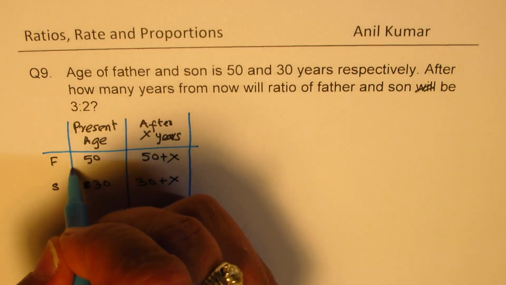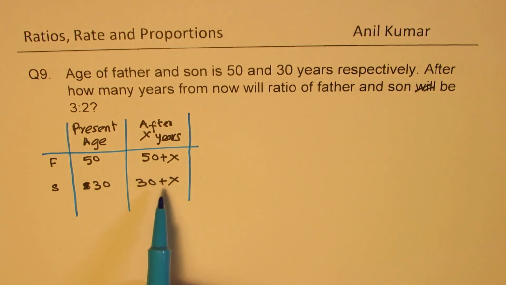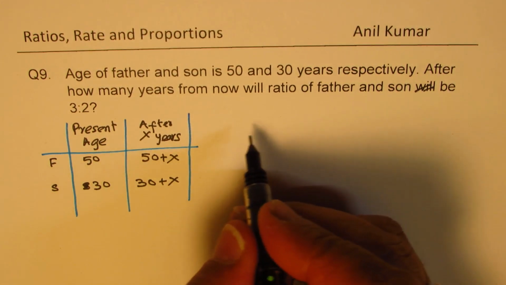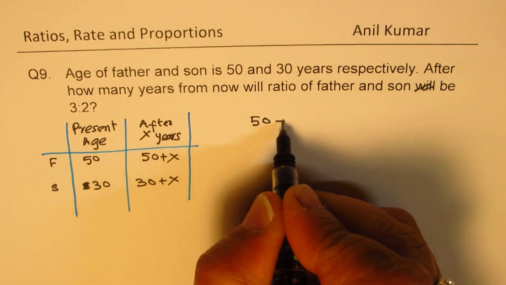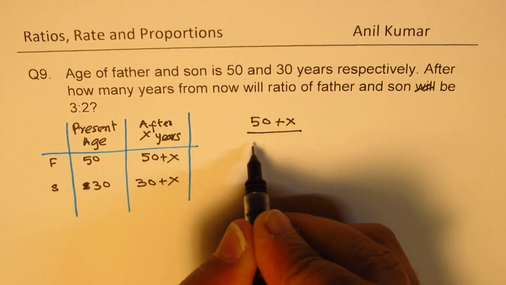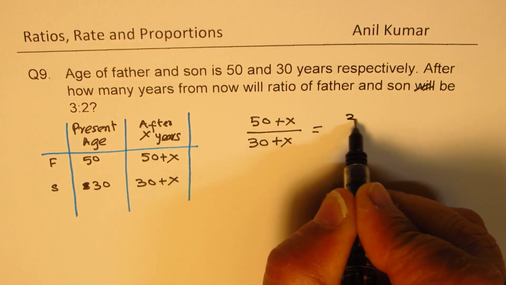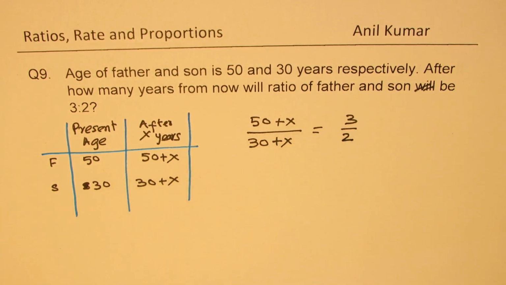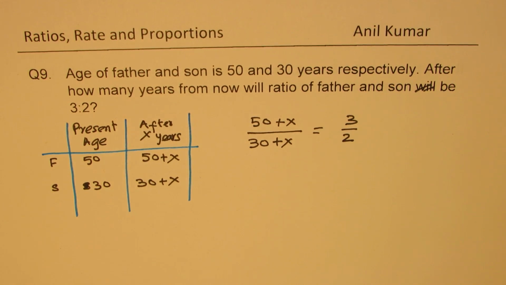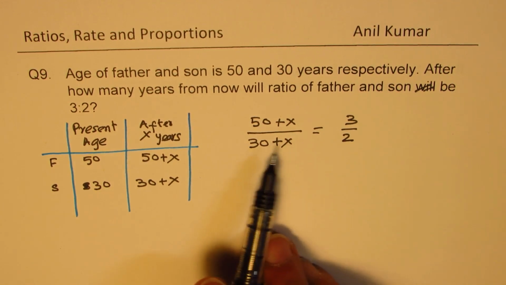What are we looking for? We are looking for this ratio to be 3 is to 2. That is to say, we have 50 plus X over 30 plus X. That should be in the ratio of 3 is to 2. So that is how we get our equation. Is that clear to you? Now once you have the equation, it is simple.